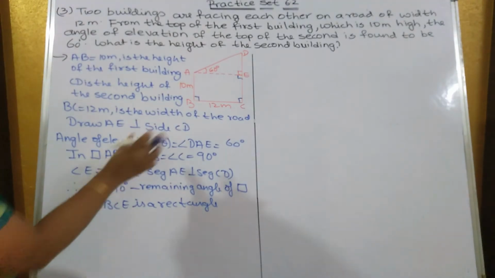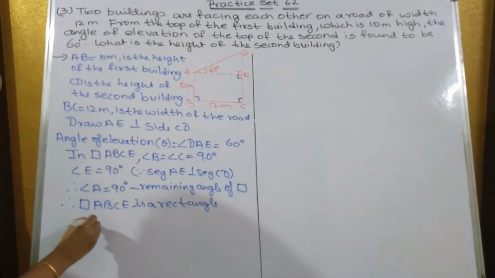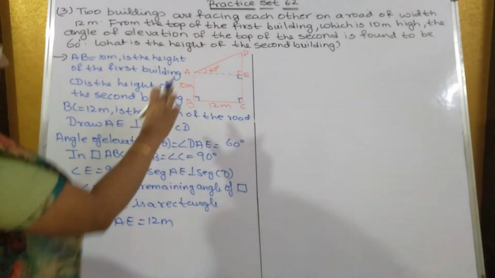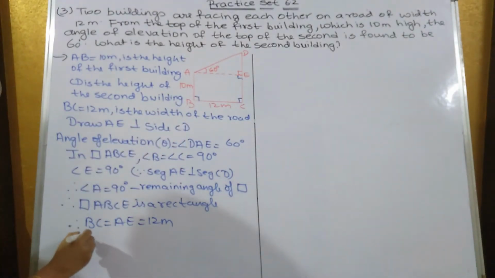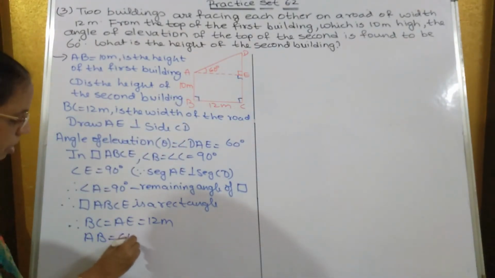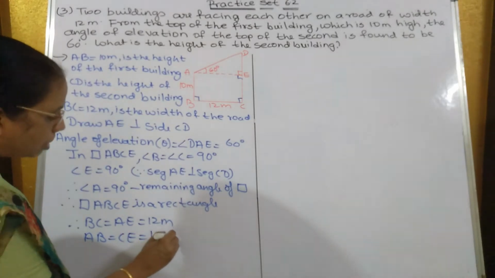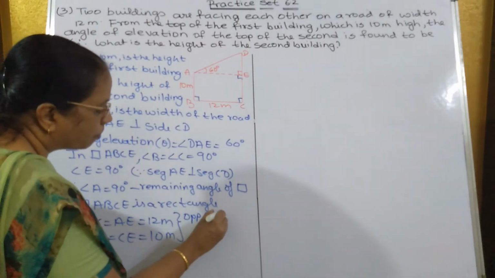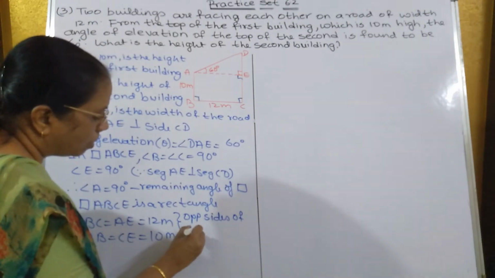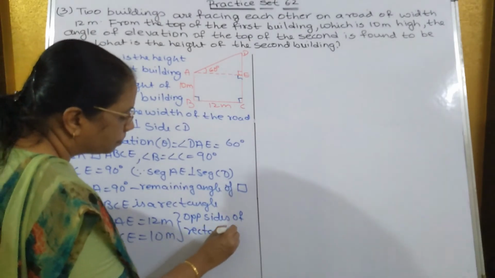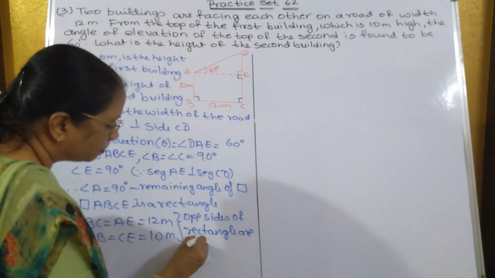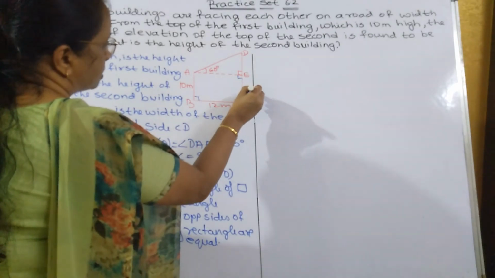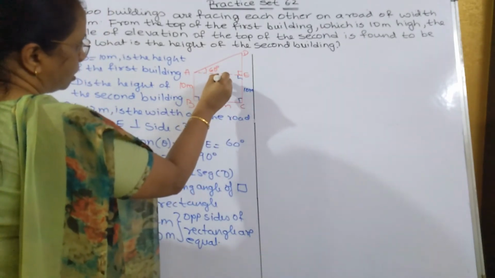Therefore BC is equal to AE is equal to 12 meter. Same way AB is equal to CE, that is equal to 10 meter. Why? Opposite sides of rectangle are equal. So if this is 10 meter, this will also be 10 meter, that is CE, and if this is 12 meter, this will also be 12 meter.